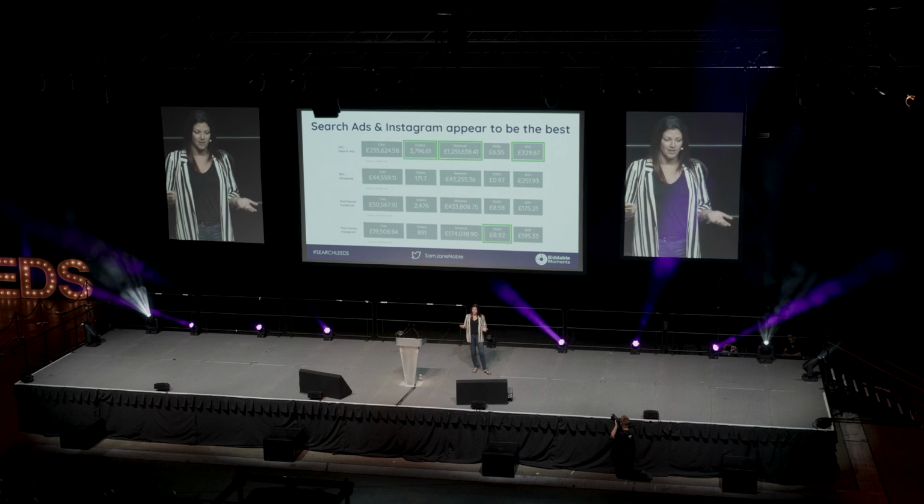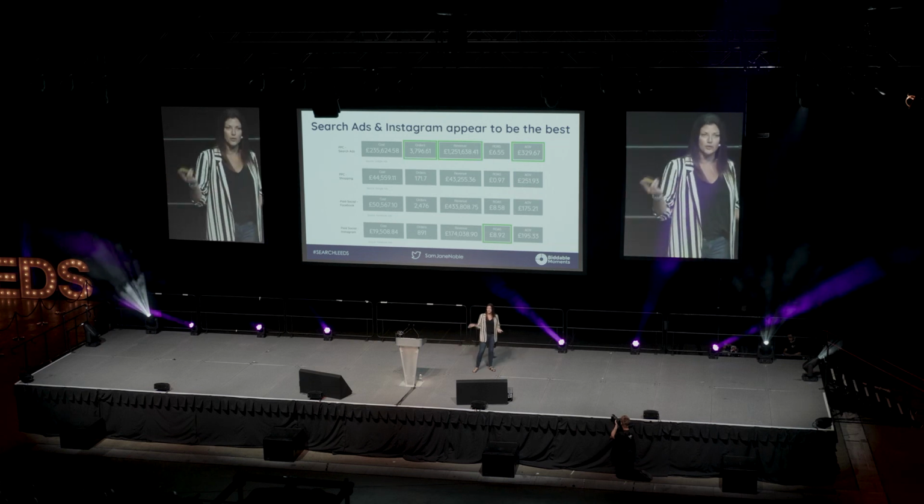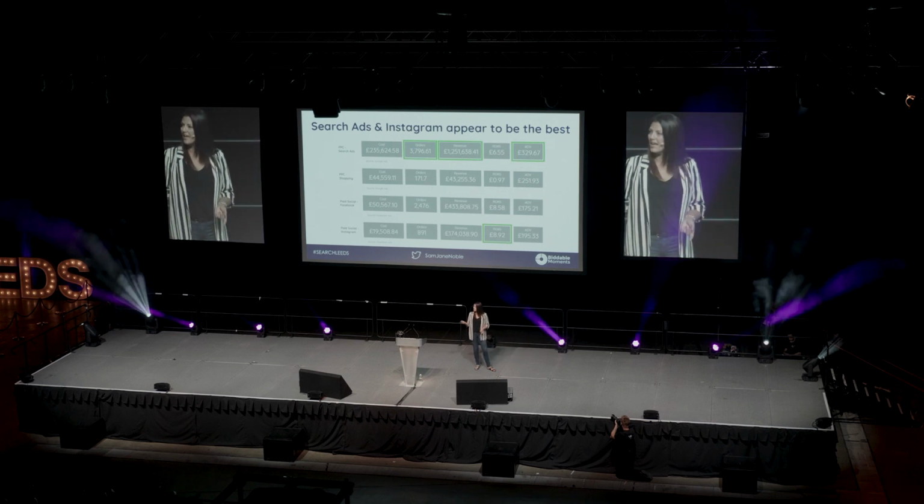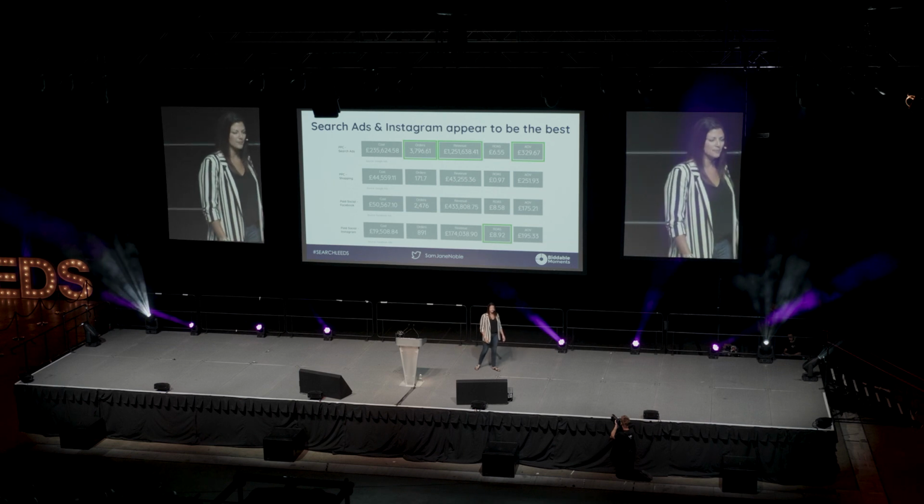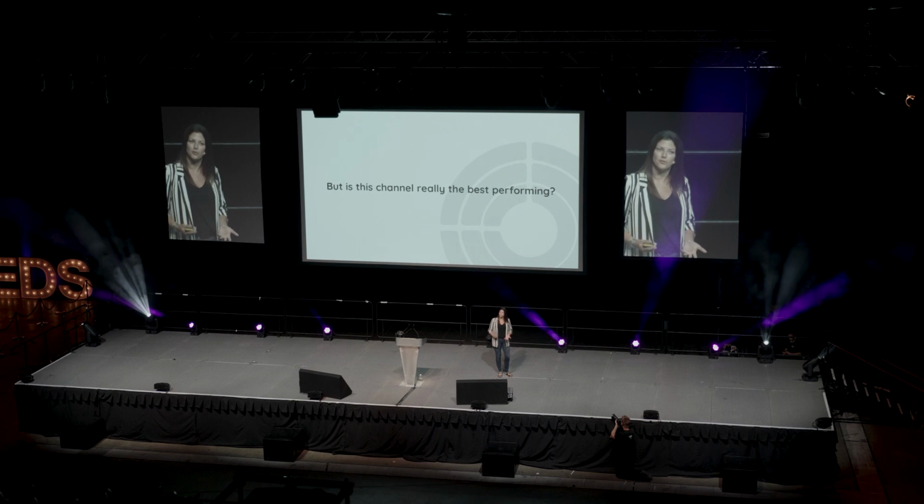So when you look at this data here, we can see all the different channels that we're running ads on, and we can look and see what metrics are working well. So from the first glance, it looks like search ads and Instagram are actually performing best in terms of orders, revenue, average order value, and then from an Instagram perspective, it's showing the return on ad spend's better from Instagram. However, are these channels really the best performing?